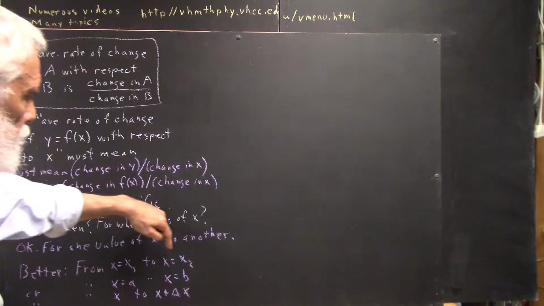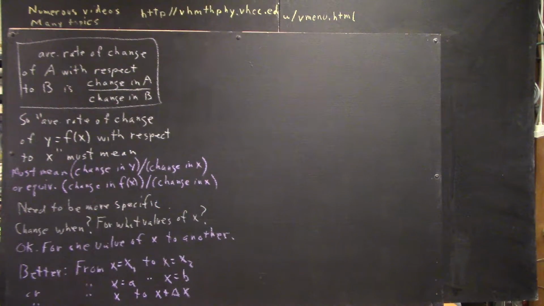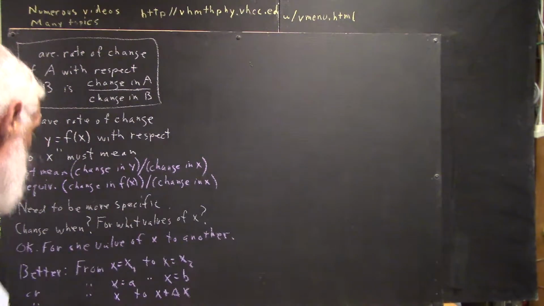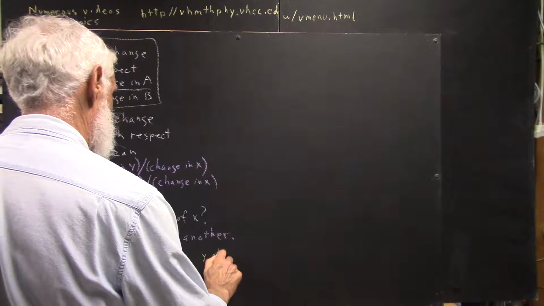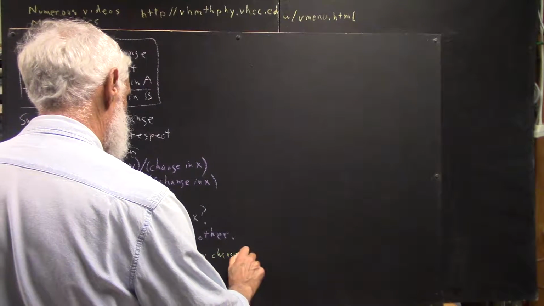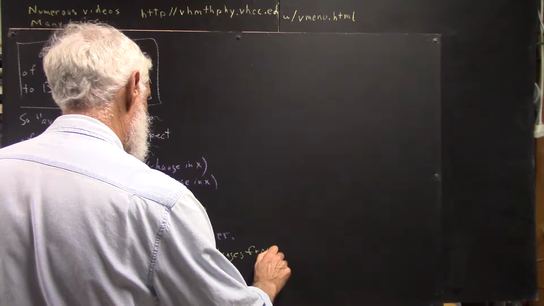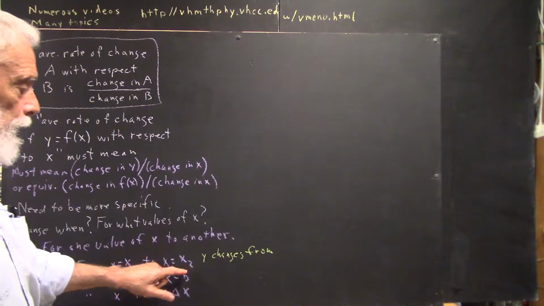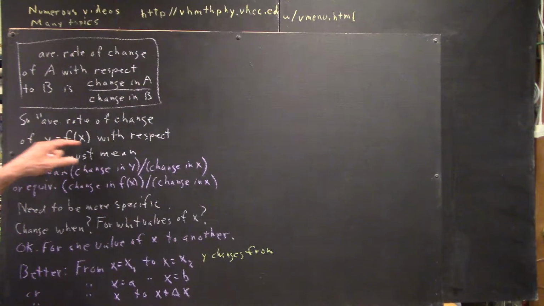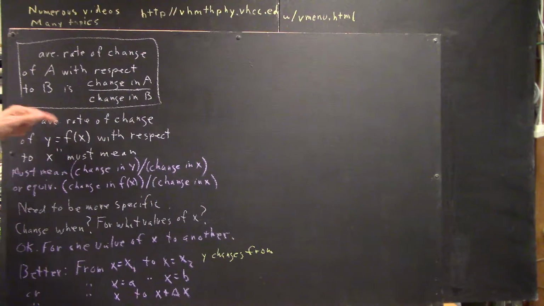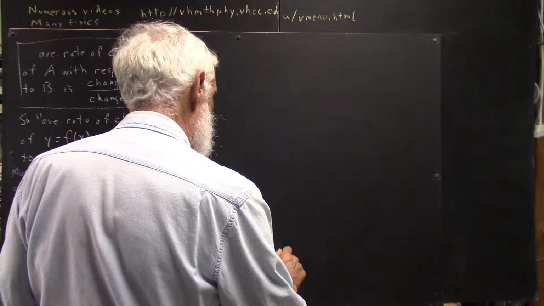From x equals x1 to x equals x2, I'll just kind of continue here. If x changes from x1 to x2, then y changes from what to what? Well, y equals f of x. If x equals x1, then the corresponding value of y would be f of x1. And I'll call that value y1.